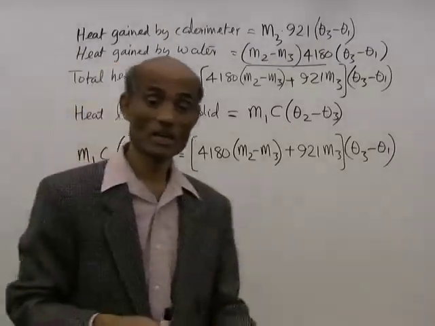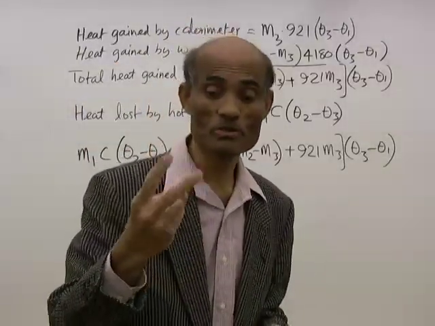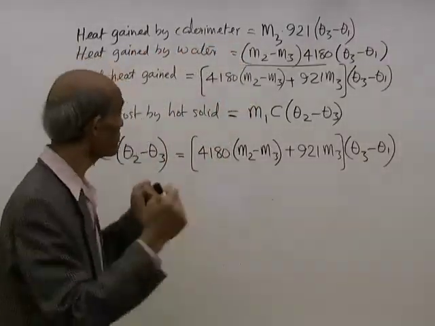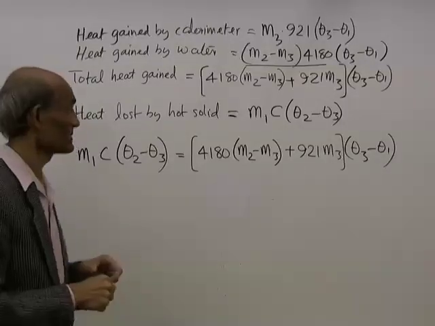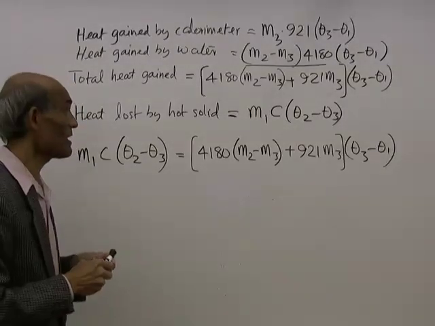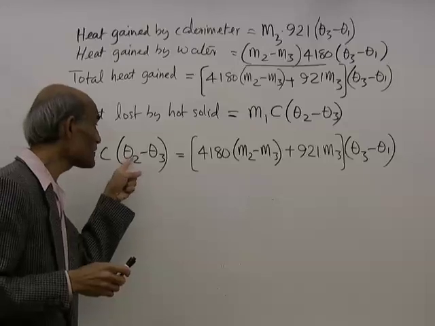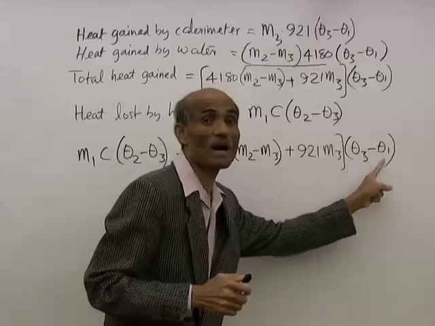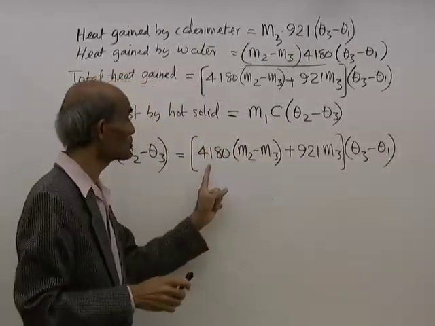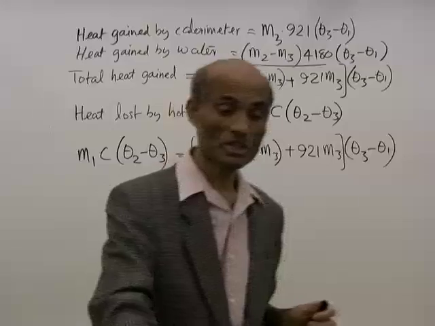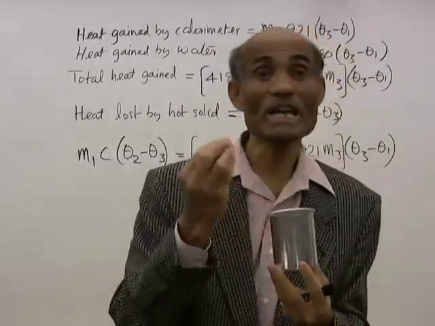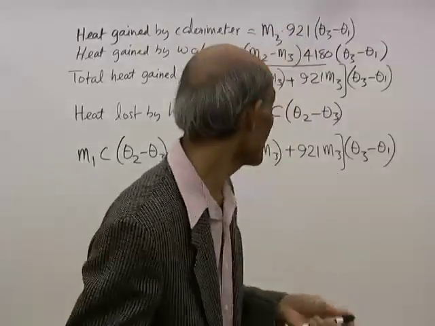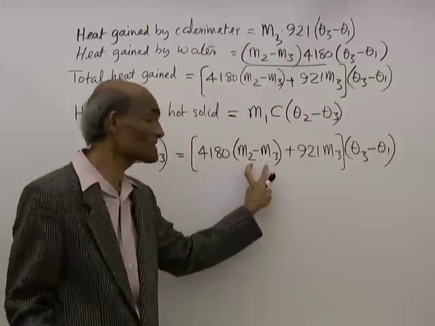And as I said, we will be doing the lab for two materials. One is copper and the other is aluminum. So what are the variables here? If you look at this, theta 2 minus theta 3 will change. Theta 3 minus theta 1 will change. Look at these quantities. You know that every time we take 80 milliliters of water, that means the mass of water is a constant. M2 minus M3, that is a constant.